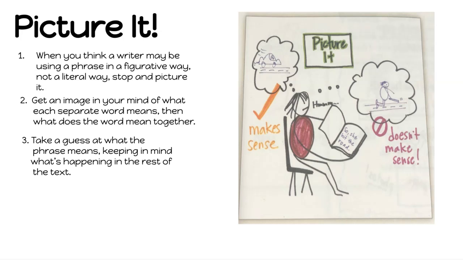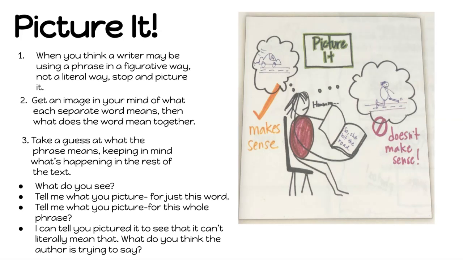So as readers, right, when we read a sentence or a phrase, we don't ever think of it by itself, right? We're always thinking about what's already happened in the text. We're thinking about what just happened and what's also even about to happen.